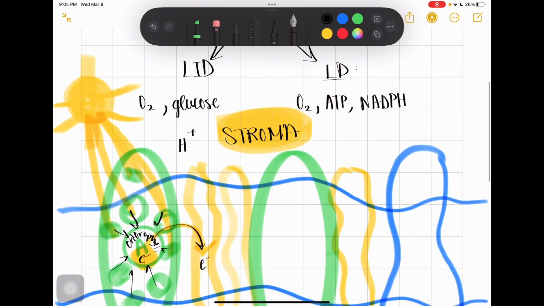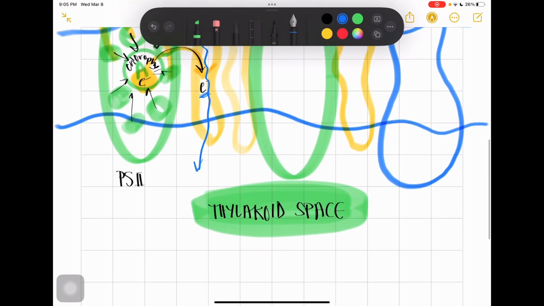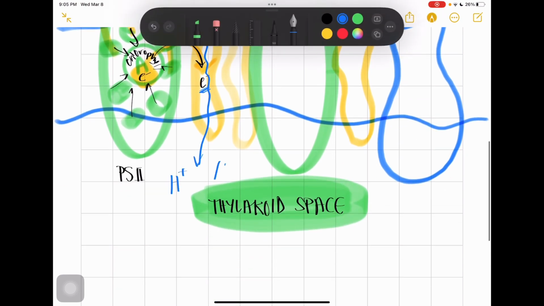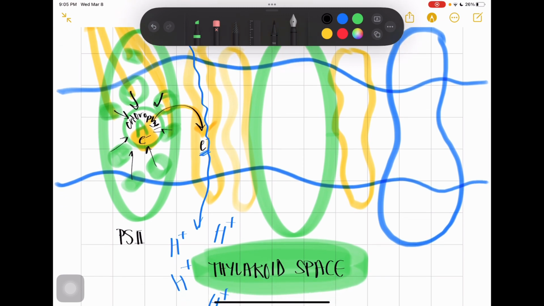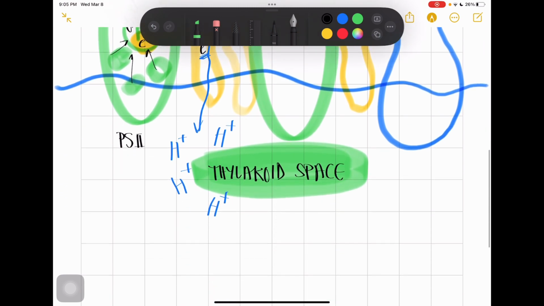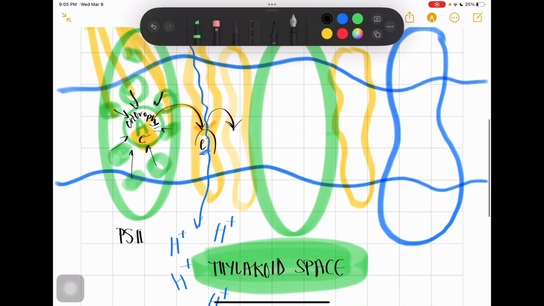In the stroma, we have some protons just floating around, because there's everything in there. So these protons are going to pass through this protein using active transport, because they need energy from the electron. They're going to be transported into the thylakoid space. Now, this electron is going to keep hopping, but let's talk about what happens in the thylakoid space for a second. So these protons are being pumped by using this electron.